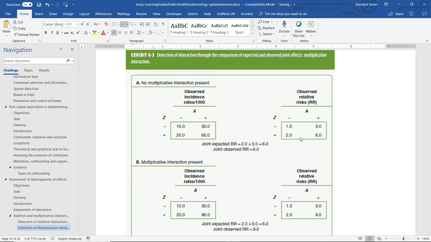So this is another way of detecting the interaction. This is detection of interaction through the comparison of expected and observed joint effects. Okay, multiplicative interaction, we saw it just now. Okay, so you have Z and you have A. The joint expected relative risk 2 times 3, you get 6. Right. Observed incidence rate and observed relative risk, right? 2, 3 and you still got 6. Okay, so there is no multiplicative interaction.